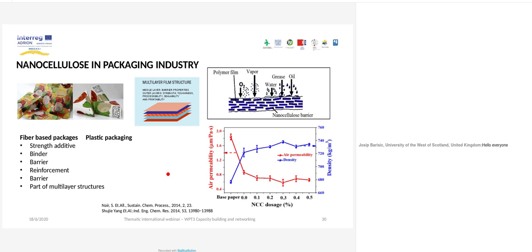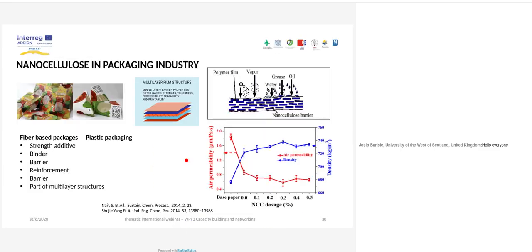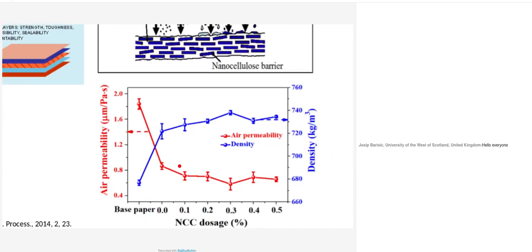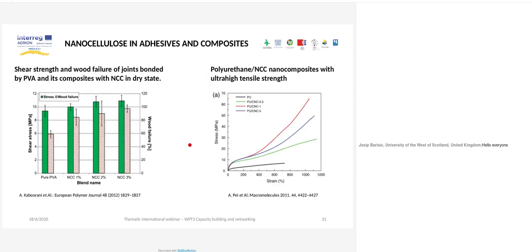One very promising area is the use of nanocrystalline cellulose in the packaging industry. Why? The reason is that nanocrystalline cellulose is a perfect barrier for anything: for water vapor, for oxygen, or for grease and oil. The point is that a water molecule has to travel through this layer where nanocellulose particles are oriented like this. So the pathway is very long. And the result, of course, is on this graph. You can see how air permeability goes down when adding just a little bit of nanocrystalline cellulose in this material.